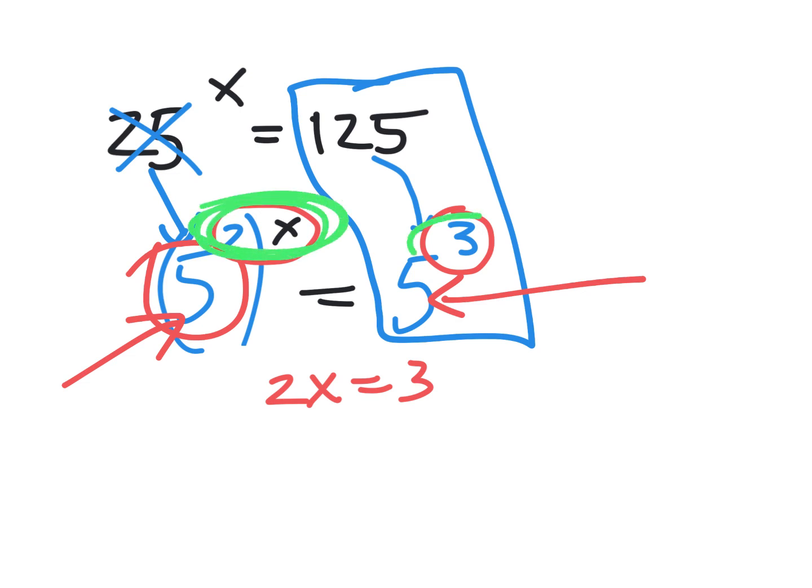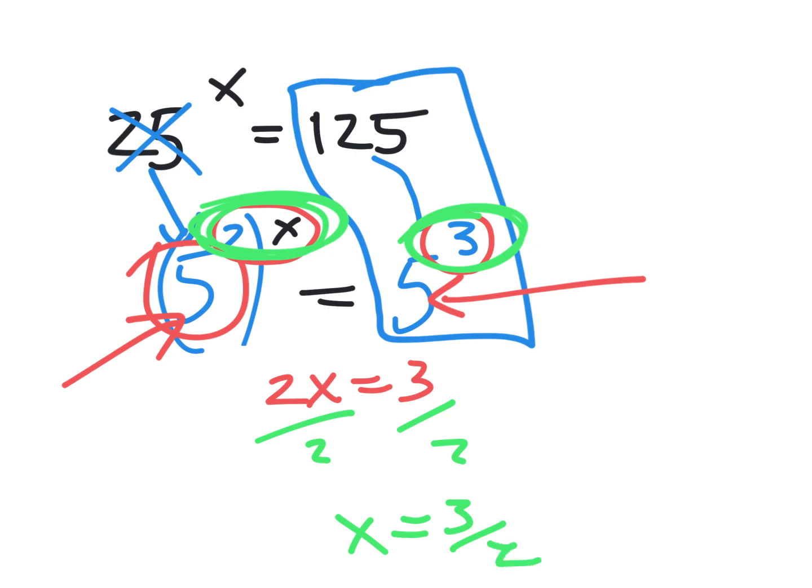This had to equal that. Because I know once we get that, everybody in the room knows how to divide by 2, and the answer is 3/2. It's getting to that point that's the hard part.